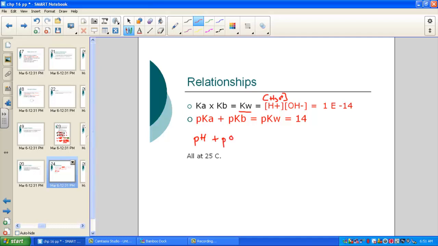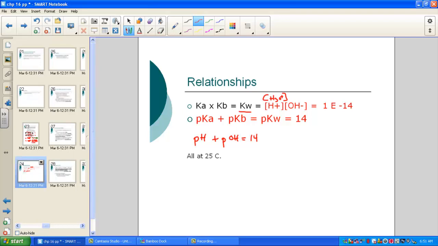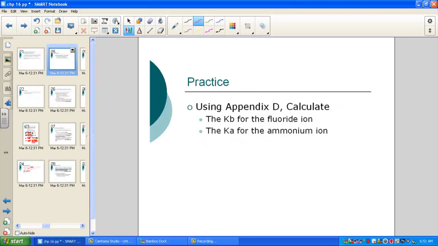Remember this one? pH plus pOH is always 14. pKa plus pKb is always 14. And that's simply because Kw is the product always produced when we multiply the Ka expression times the Kb expression. So this relationship will come in very handy when we want to convert a Ka into a Kb or vice versa. Let's take a peek at this example.